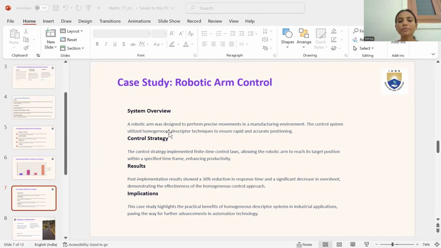Results. Post-implementation results showed a 30% reduction in response time and a significant decrease in overshoot, demonstrating the effectiveness of the homogeneous control approach. Implementation. This case study highlights the benefits of homogeneous descriptor systems in industrial applications, paving the way for future advancements in automation technologies.